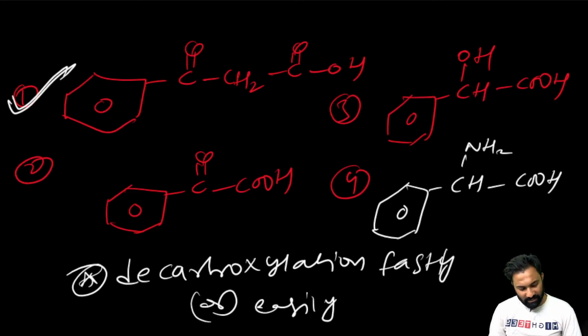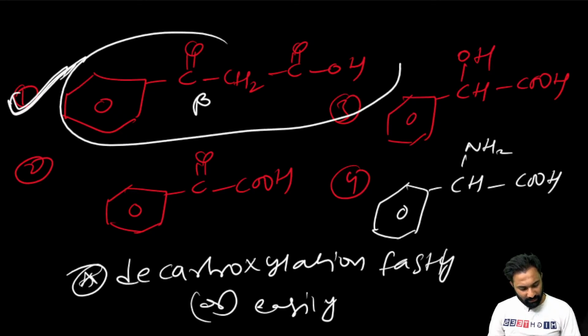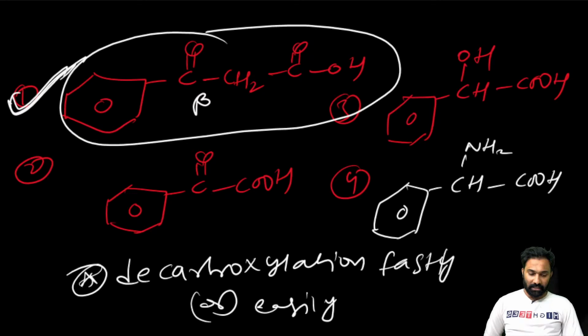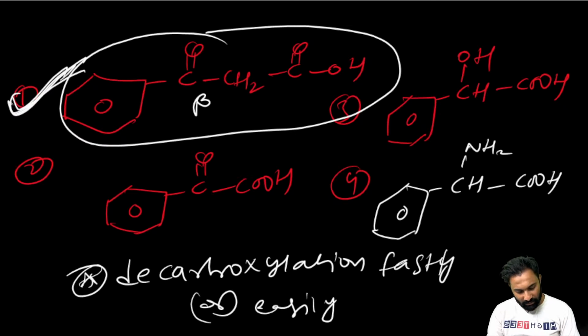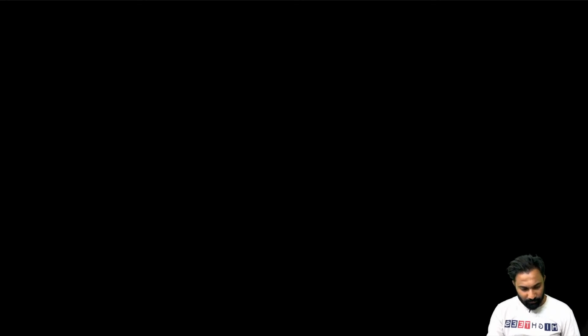I will say the answer is C. Now, in these beta keto compounds, decarboxylation will happen very fast because of the formation of the enol and the formation of a cyclic 5-member ring. Now in this manner it will happen in the beta keto compound. Right, now next one, I will write a few compounds. Now you have to tell me the answer.